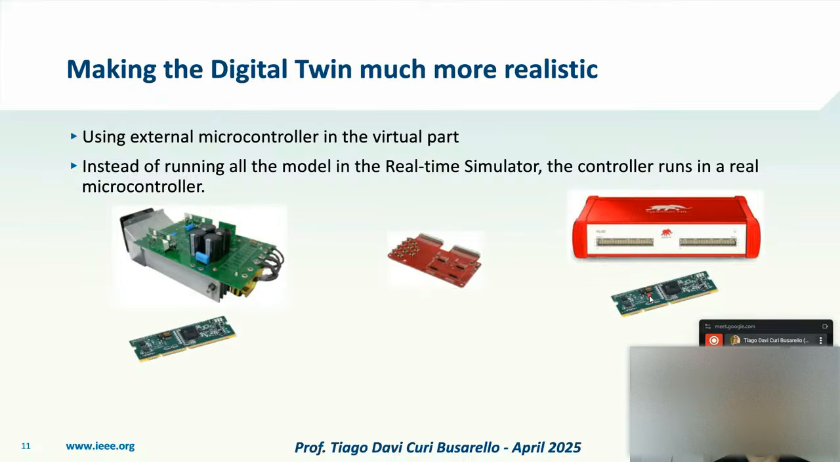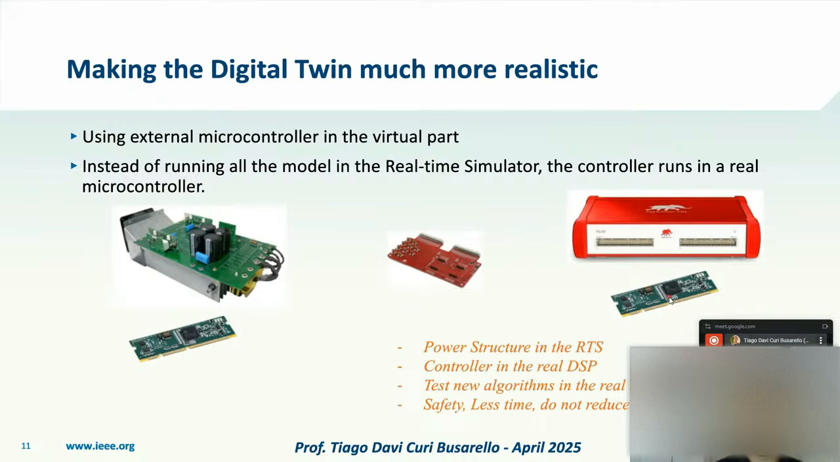In this case, only the power structure runs here in the real-time simulator and the controller runs in this microcontroller. Having that, we can use this scenario to test new algorithms in the DSP with safety, with less time, not reducing the life cycle. Because again, you have here a more realistic model. You're going to run a probabilistic model of failures for components. You can try first here in this environment. And if you see that the results are satisfactory, then you can transfer new parameters to the controller of the physical part.